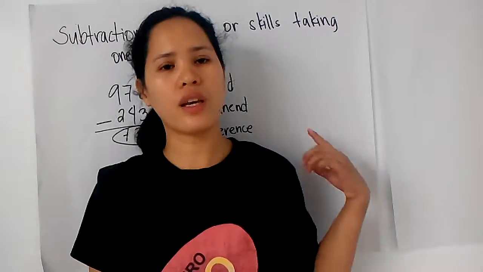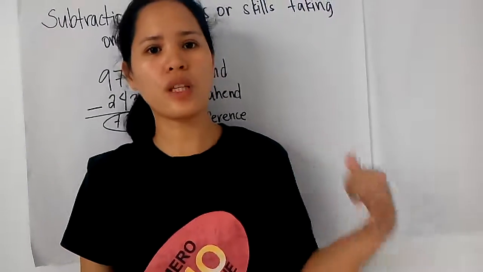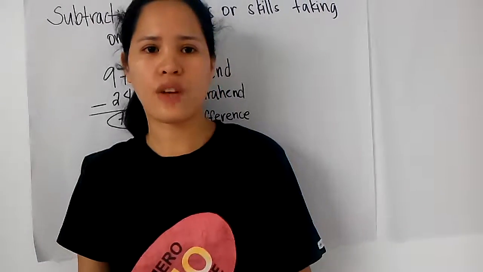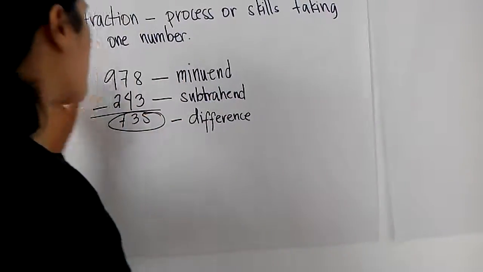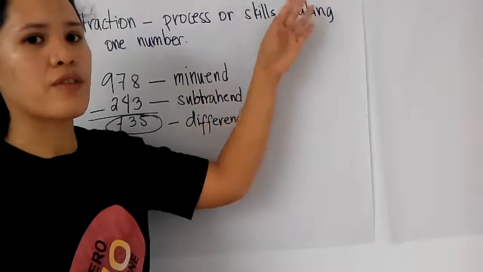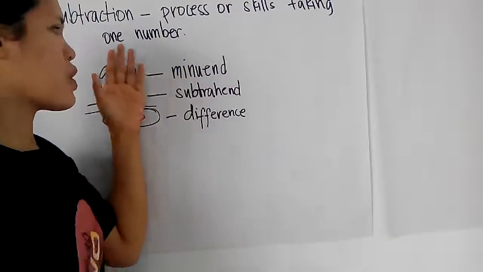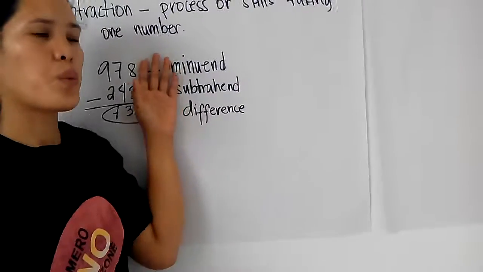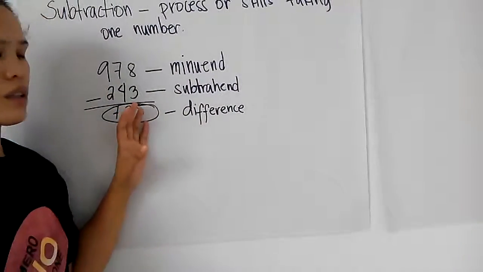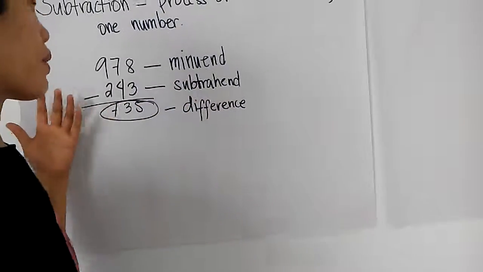I have here at my back some visual aid I prepared so that we can easily understand what subtraction is. Subtraction is a process or skill of taking one number away from another. It means we need to take some part of the number.